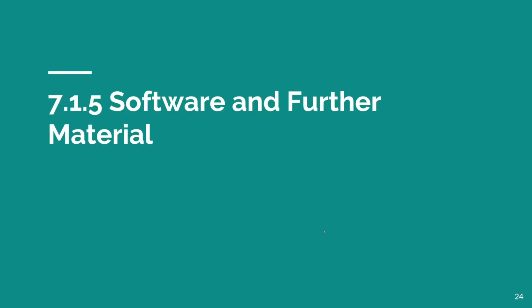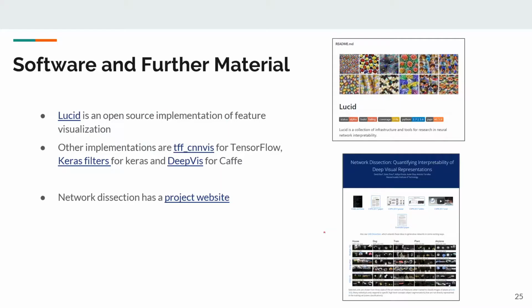To finish this presentation, I just mention some interesting software and further material about the presented methods. There is an open source implementation of feature visualization called Lucid. You can conveniently try it in your browser by using the notebook links that are provided on the Lucid GitHub page. No additional software is required. Other implementations are tf-cnnvis for TensorFlow, keras-filters for Keras, and DeepVis for Caffe.